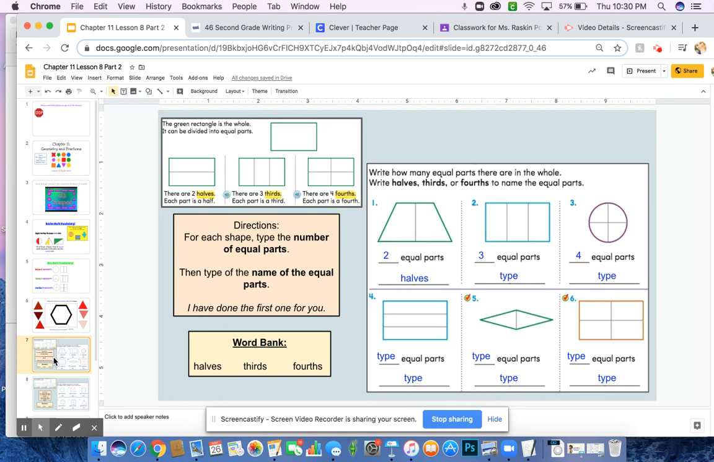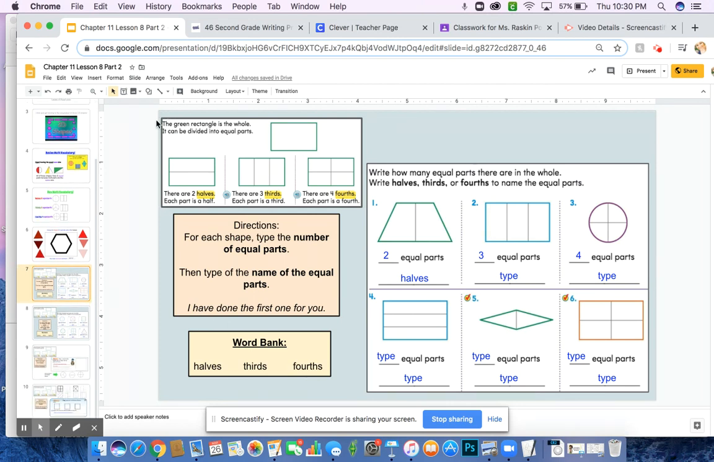For the next part of the lesson, I do have this little cheat sheet at the top, and it's showing you that these are halves, these are thirds, and these are fourths. So the directions for this part is to look at each shape, type the number of equal parts, and then the name of the equal parts. So I did the first one for you. I looked at the shape and I see that there are 2 parts that are the same size, so 2 equal parts, and I know that 2 means there are halves.